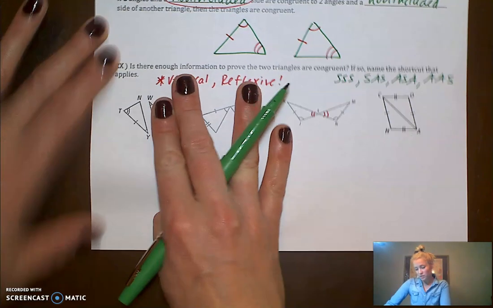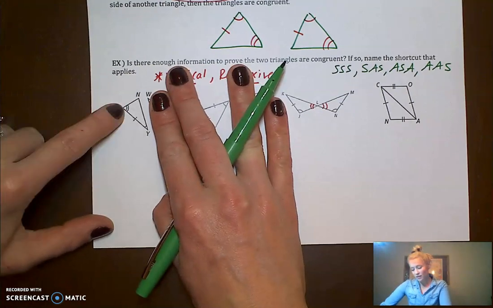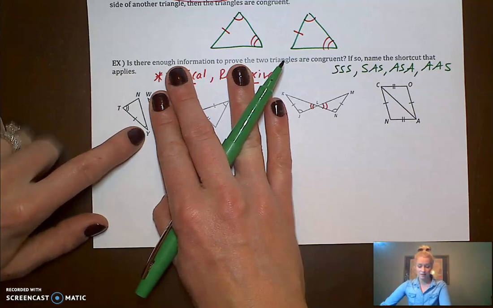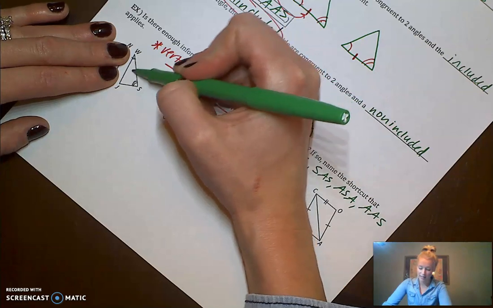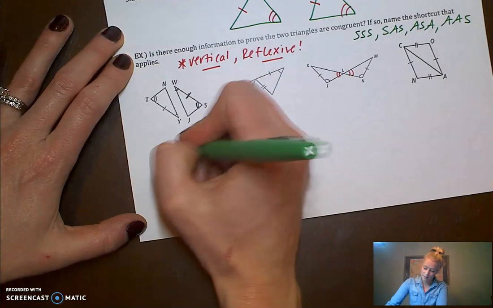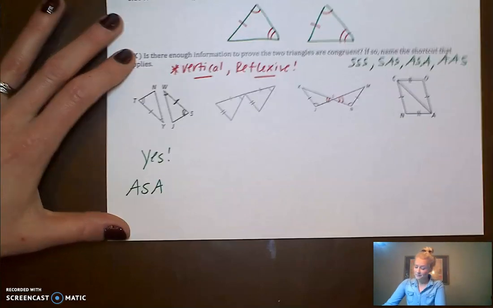So let me look at just one triangle. Look at one triangle on its own. And I see that it's 2 angles and it's the side between. So this is angle, side, angle. Make sure it's the same over here. Yep, it's two angles, and it's the side between those two. So this one's good. And the shortcut is angle, side, angle.